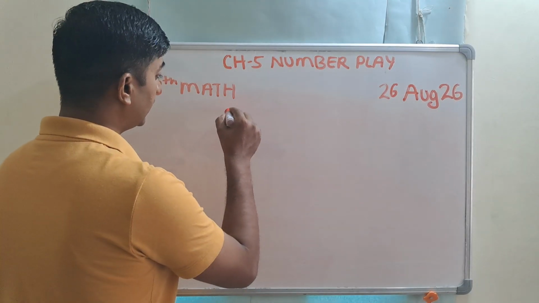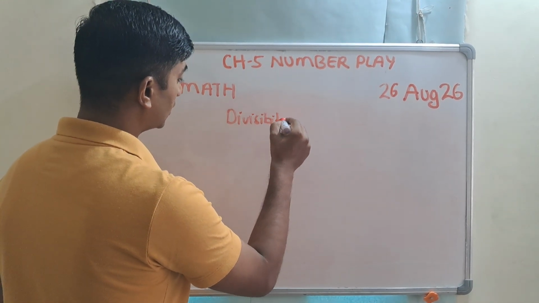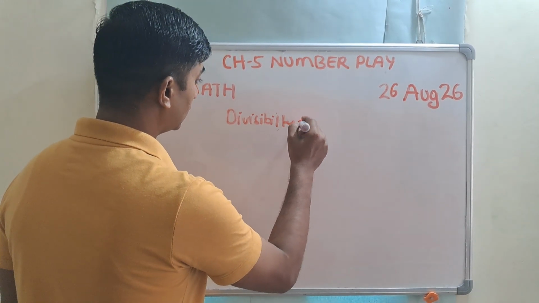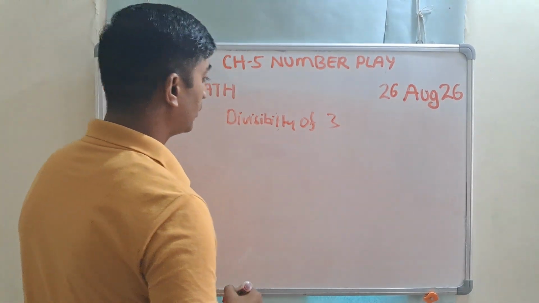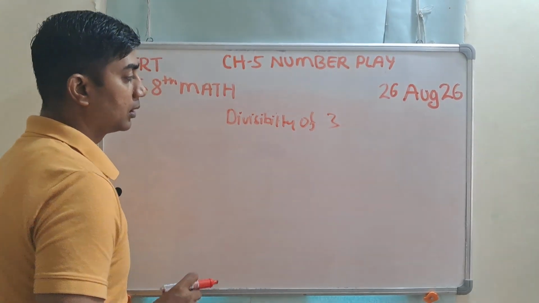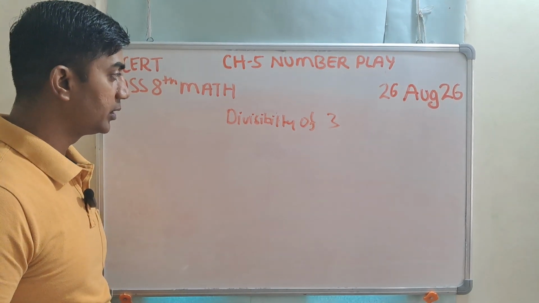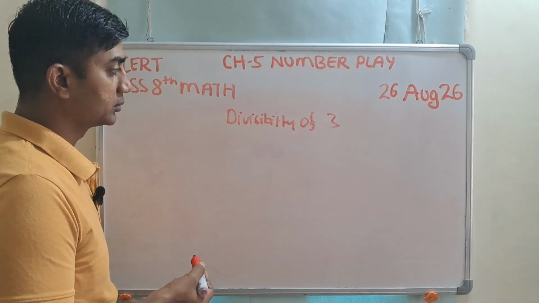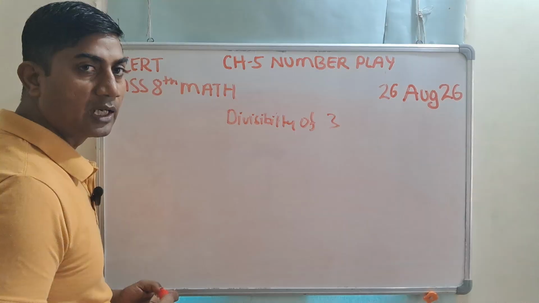To understand the divisibility of 3, we will study the divisibility of 3. Since you know how we have derived the divisibility of 9, in the same way we will derive the divisibility of 3. Before that, we will do some exercises, and we try to draw the pattern from that.